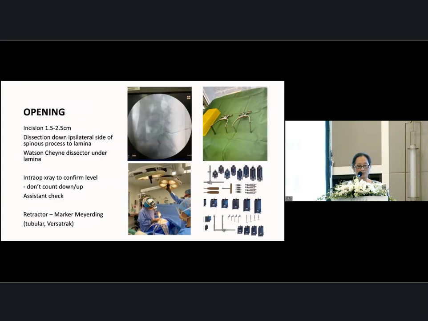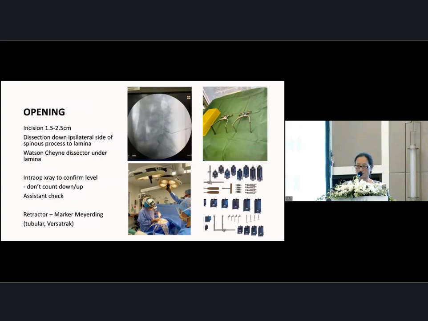So with opening, I'm able to do a very small incision for thin people, sometimes a slightly bigger incision for larger people. We dissect down the ipsilateral side of the spinous process to the lamina. I use a Watson chain dissector under the lamina, except in situations where it's very, very tight, then I'll use an artery clip into the lamina.